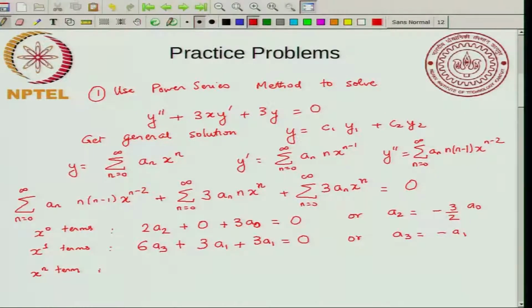Okay, so what is the recursion relation for x raised to n? If you want to have x raised to n, then what you should have is (n+2)(n+1) a_{n+2}, and then 3n a_n, plus 3 a_n equal to 0. Or you can write a recursion relation now using this.